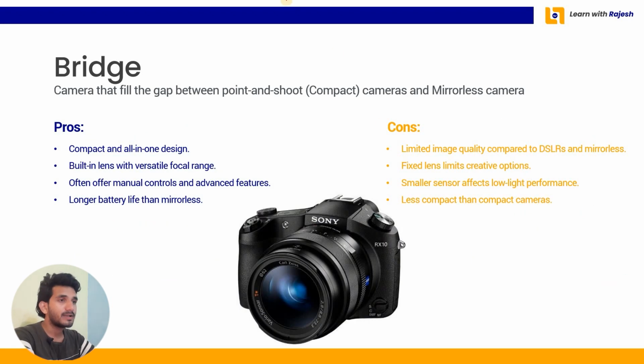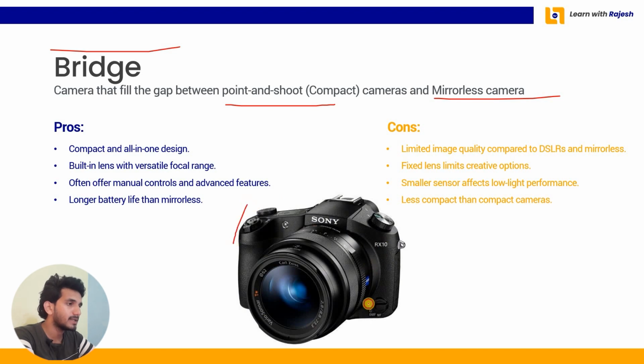Bridge camera. What is the bridge camera? As you can tell from the name, this fills the gap between the point and shoot, the compact camera, and the mirrorless camera. So this is a bridge camera. In this bridge you will see there is a body and a lens. Here is one con I will mention: this is a fixed lens, limited creative option. So you cannot interchange the lens. This is a very big con we can say.